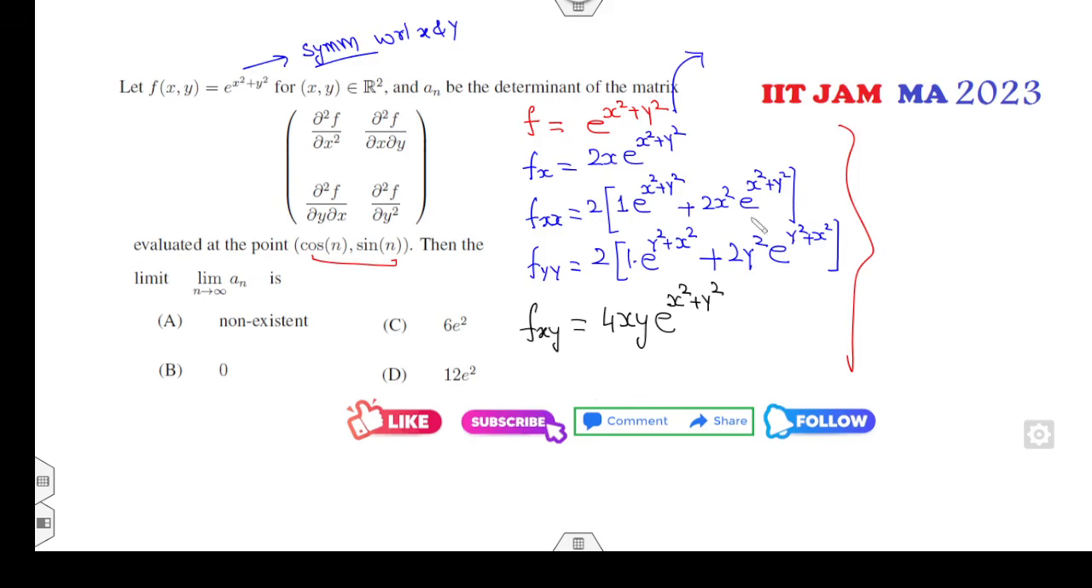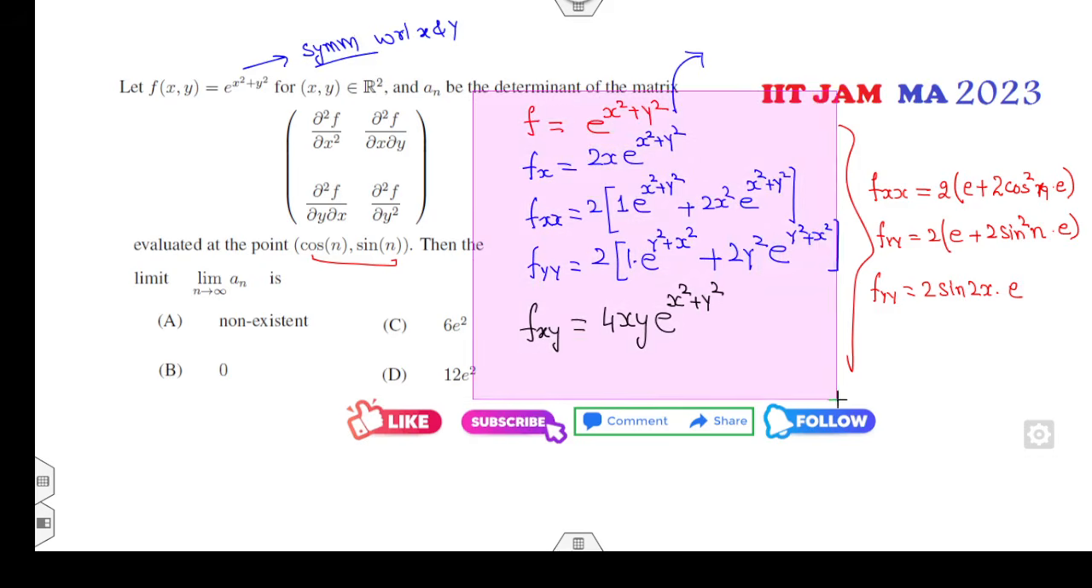Fine, now your target is to find the values at cos n and sin n. Whenever it is cos n and sin n, e raised to power 0 is 1, e raised to power 1 is e. So f_xx is twice e plus 2 cos square n into e, and f_yy becomes twice e plus 2 sin square n into e, and f_xy will be 2 sin 2n into e. Fine.